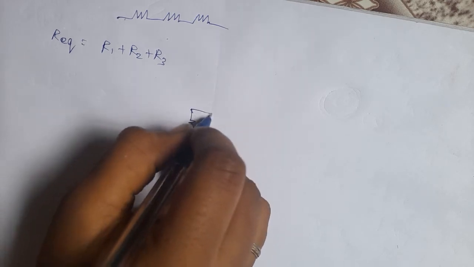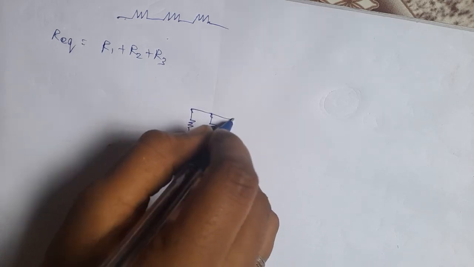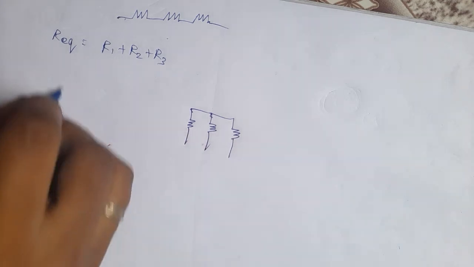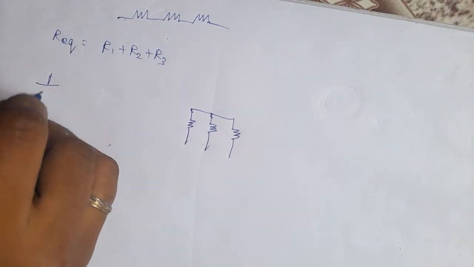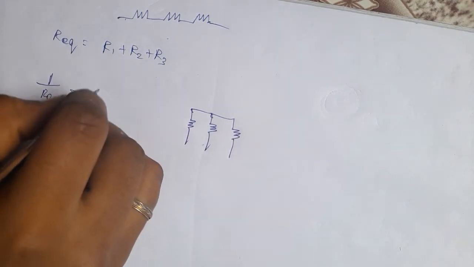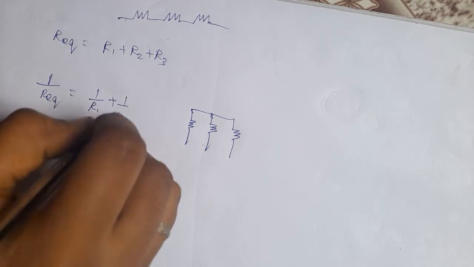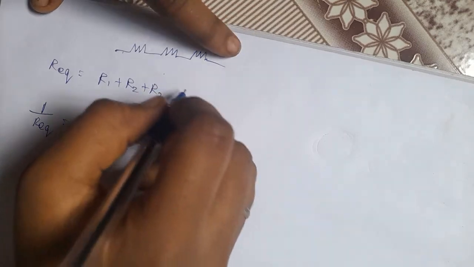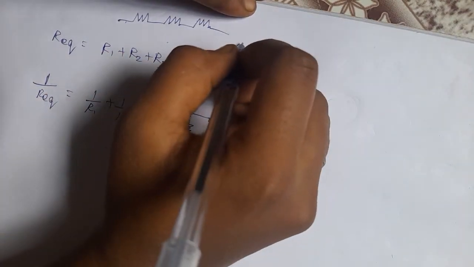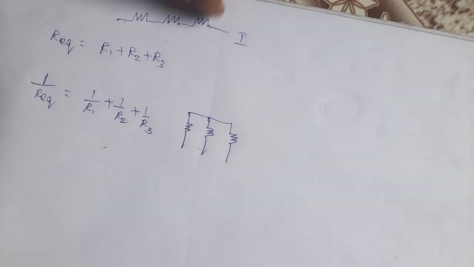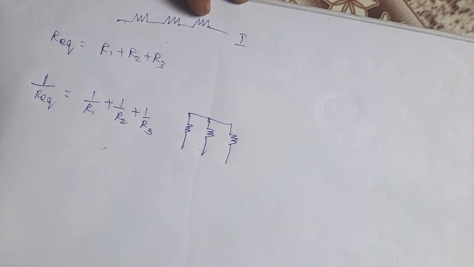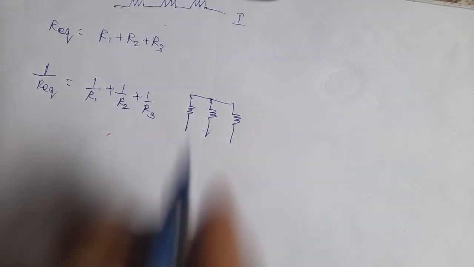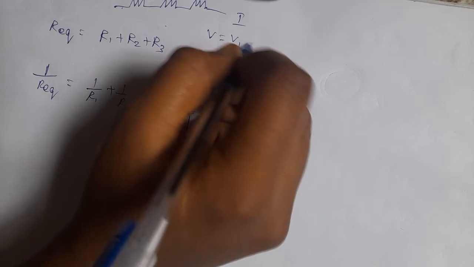If we have a connection like this, it is going to be the parallel connection, and for this your equivalent resistance is given by this formula. And here one thing I want to tell you: for a series connection the current is the same, that is, the current passing through all the resistors is the same, and the voltage is going to be V1 plus V2 plus V3.